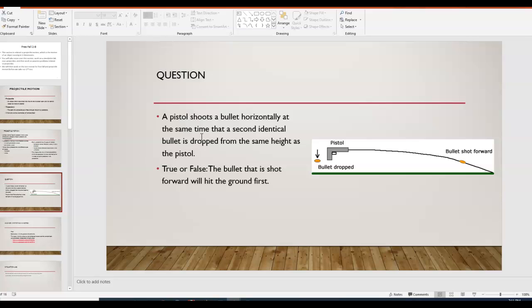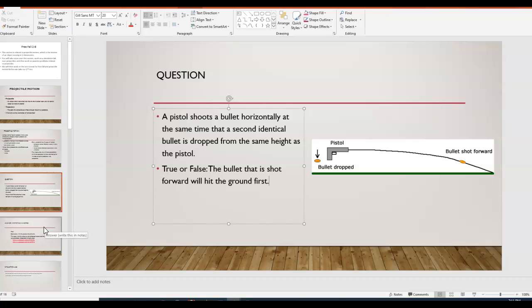Now, before we solve any problems, take a look at this question. This question says a pistol shoots a bullet horizontally at the same time that a second identical bullet is dropped from the same height as the pistol. And you can kind of see in this picture here. True or false? The bullet that is shot forward is going to hit the ground before the bullet that is dropped. Again, keeping in mind that the bullet is dropped at the same time that the bullet is shot, and the pistol is perfectly horizontal. Okay, so true or false? The bullet that is shot forward will hit the ground before the bullet that is dropped.